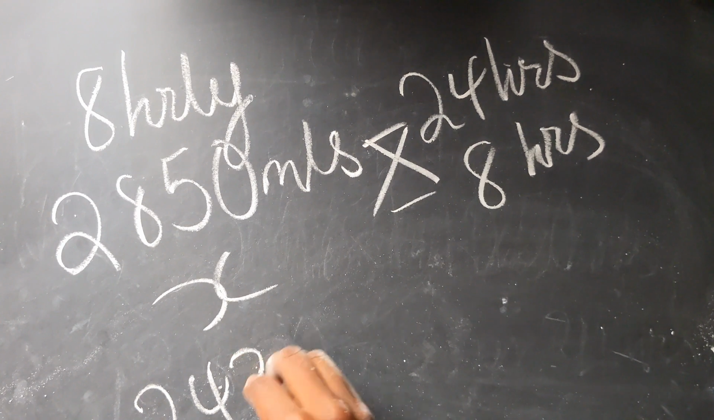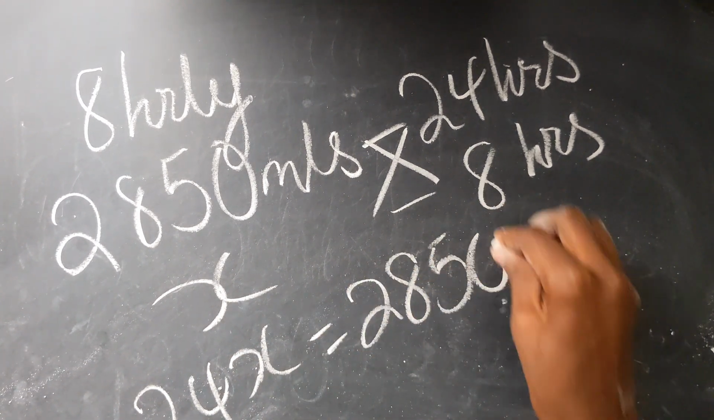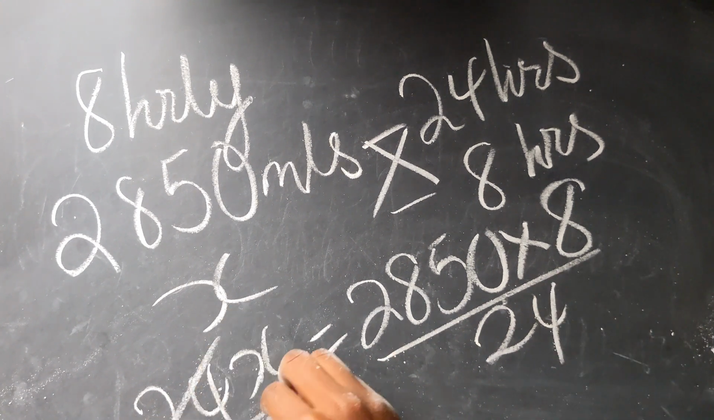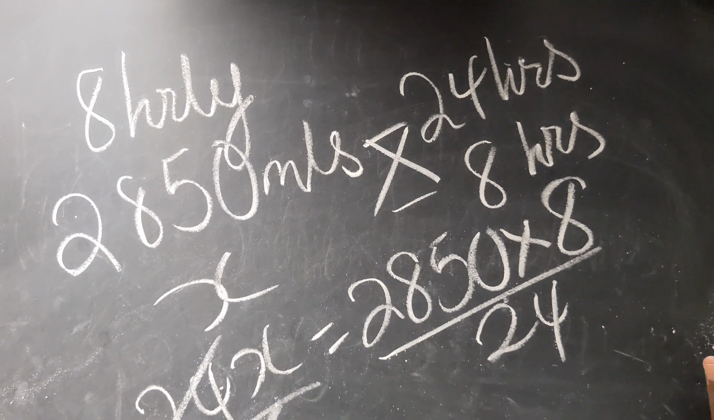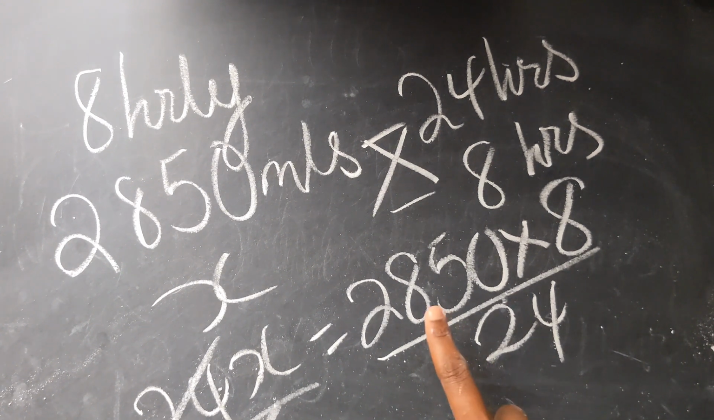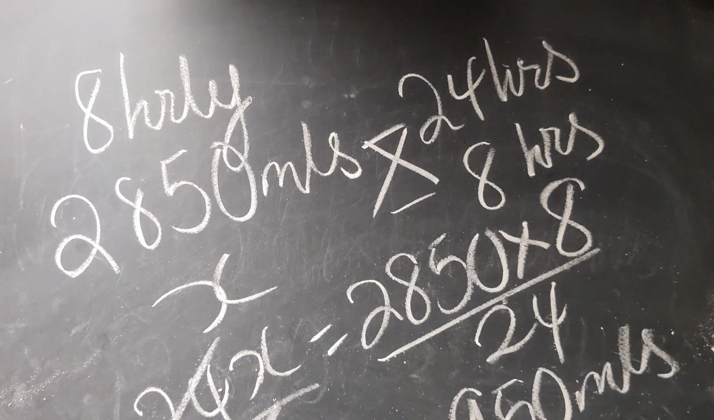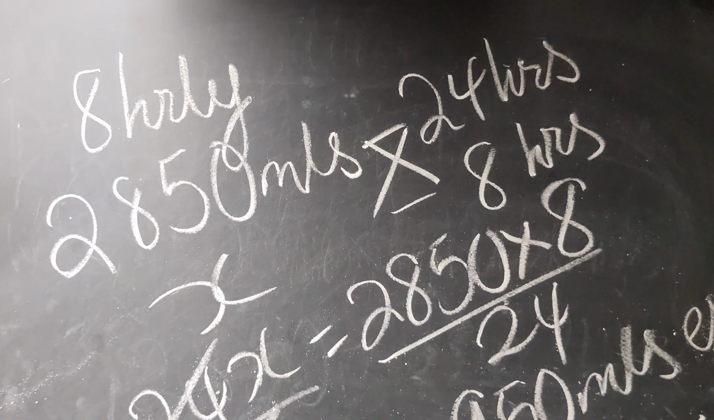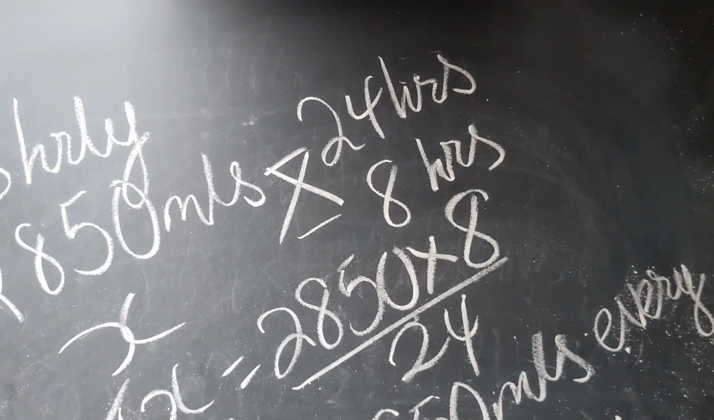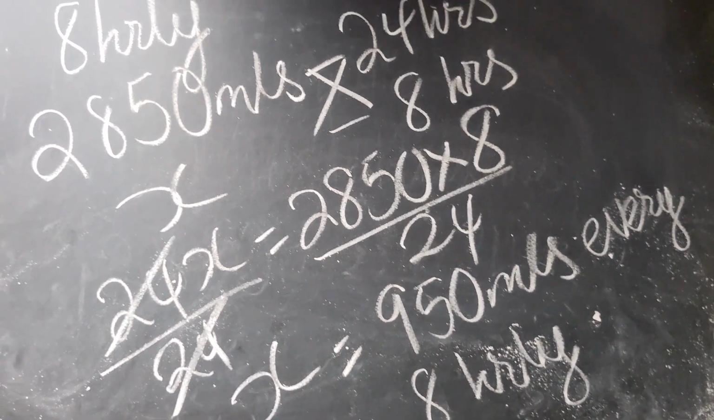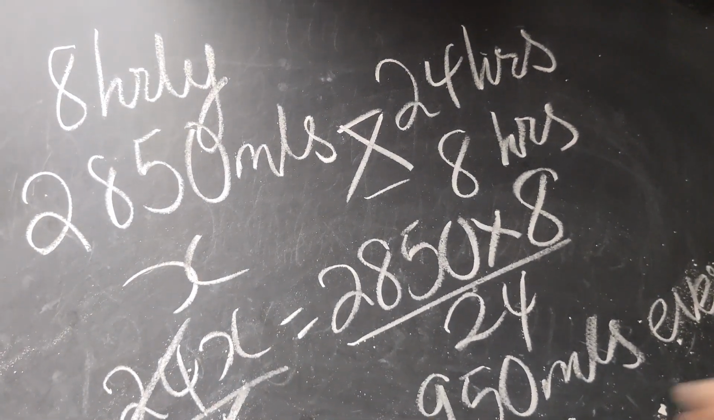So this is 2,850 times 8 over 24. So we have to multiply that. Yeah, so that will be 950 mils. So you'll be giving 950 mils 8 hourly. Okay, there you go. So that's what you will be doing, and that's how you calculate this.